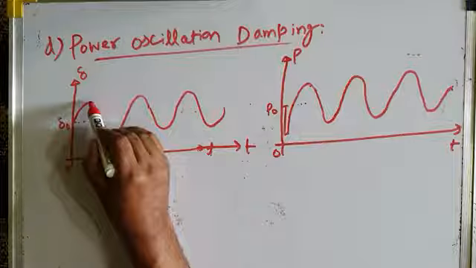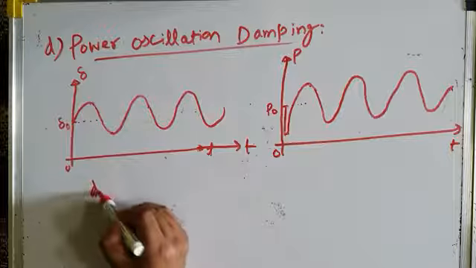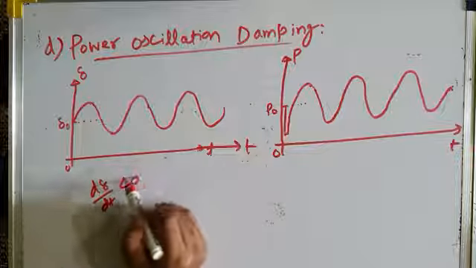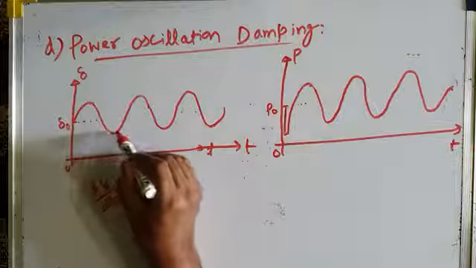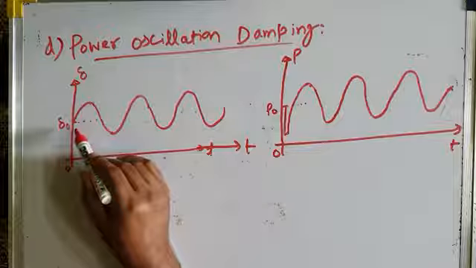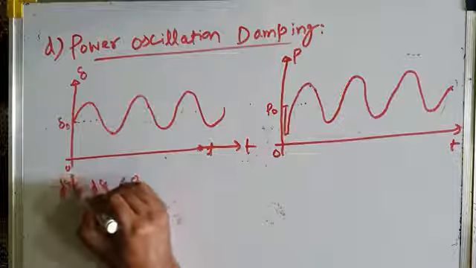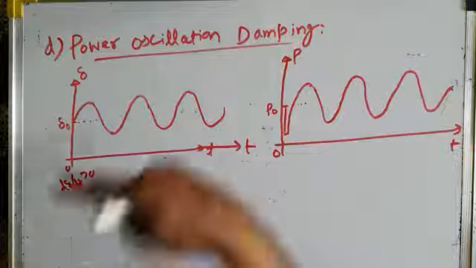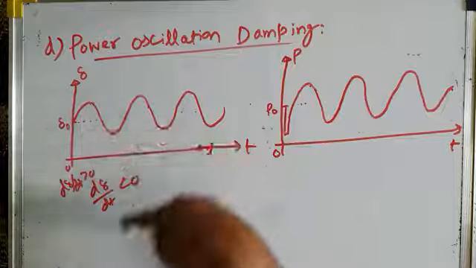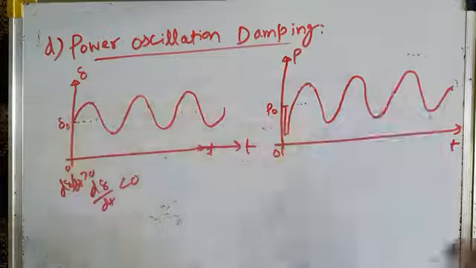From here to here, d delta by dt is greater than 0, and then from here to here, d delta by dt is less than 0. That means the machine is decelerating now, and when the machine decelerates, delta becomes less than delta naught. Then it again accelerates, d delta by dt becomes greater than 0, and it keeps going: the machine keeps on accelerating, then decelerating, and again accelerating, decelerating. It is subject to sustained electromechanical oscillations, and that may result in power oscillations like this.